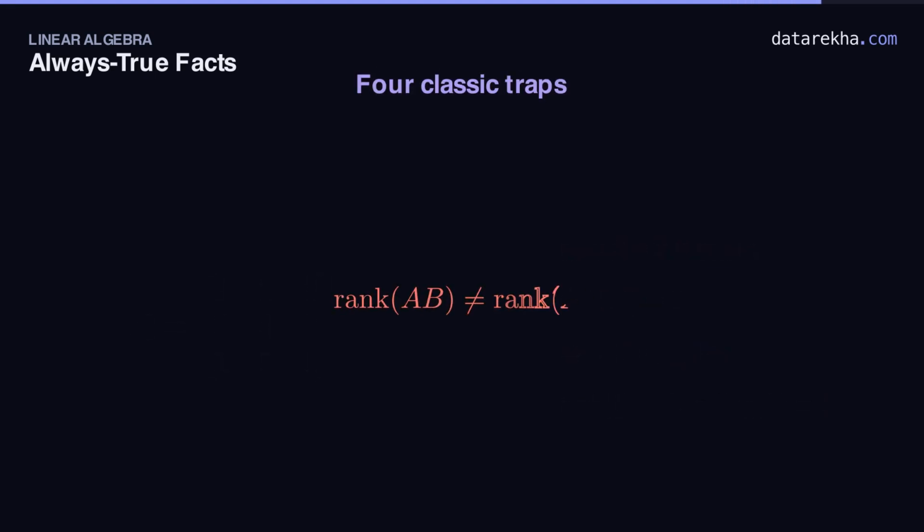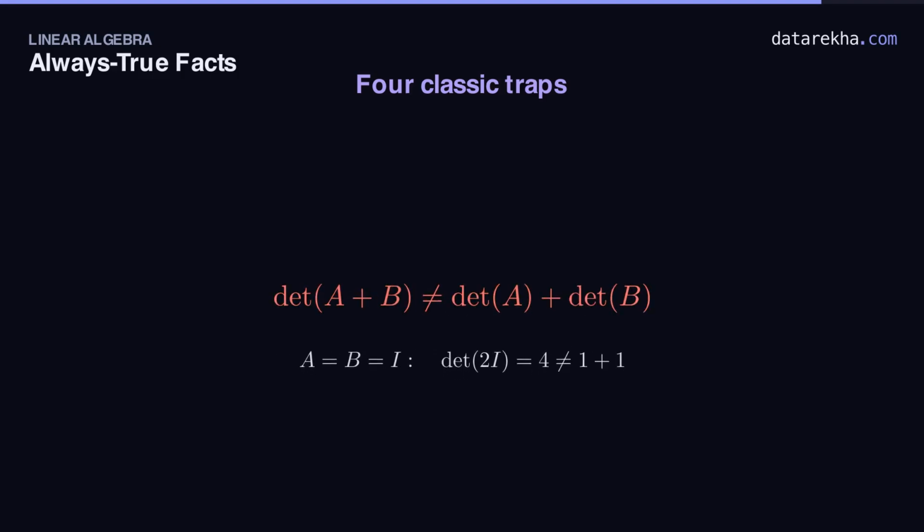Now four traps that catch almost everyone. Trap 1. The rank of a product is not the rank of A. It can drop. Take a rank 1 matrix times another rank 1 matrix, and the product can be rank 0. Multiplication is allowed to destroy rank. Trap 2. The determinant does not split over a sum. It is emphatically not linear. Take A and B both the identity. A plus B is 2 times the identity, whose determinant is 4, not 1 plus 1. The determinant of a sum has no simple formula.